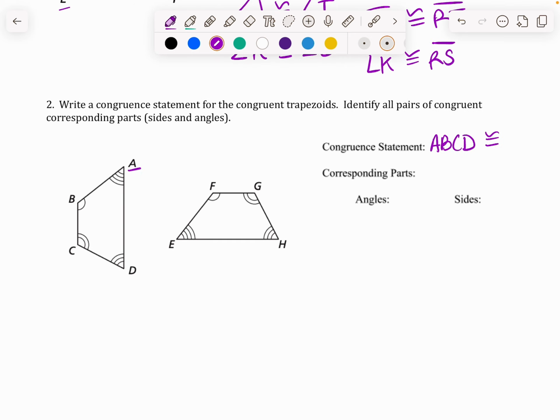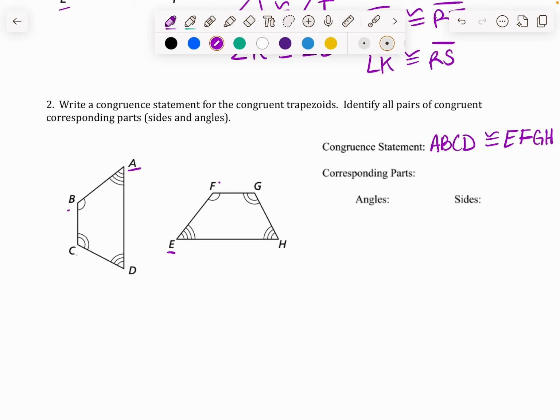So A has 4 marks, so that would go with E. So E would come first. And then I did B next. B has 1 dash, so that would go with F. Then I did C. C is 2 markings, and that would go with 2 markings over here would be G. And then D has 3, and that would go with H.